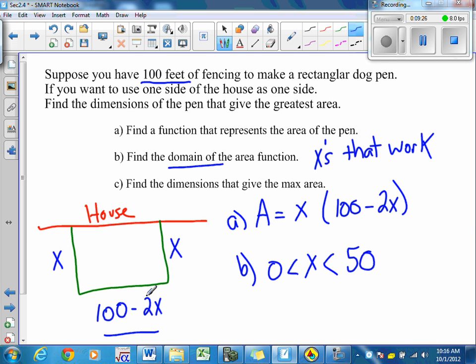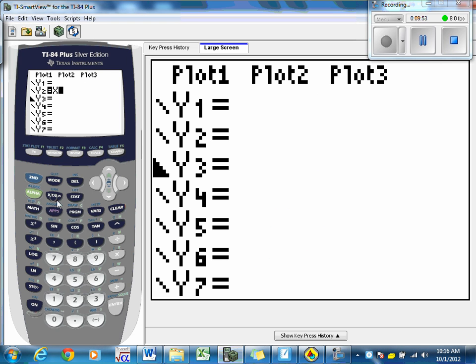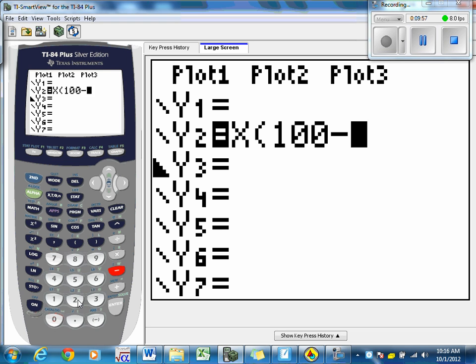So now we want to find the max. We're going to do that by graphing it. So I'm going to put my equation in: X times (100 minus 2X). And if I just hit zoom 6 like we did before, I can't really see much. So I've got to go to my window. Now I know my X's can only go from 0 to 50. That's all that matters. That's my domain. So I'm going to grab 0 to 50.